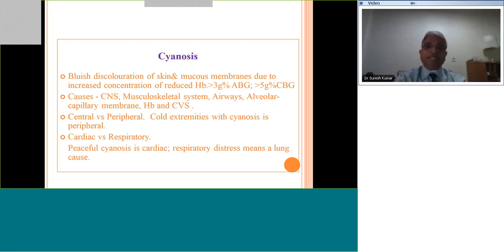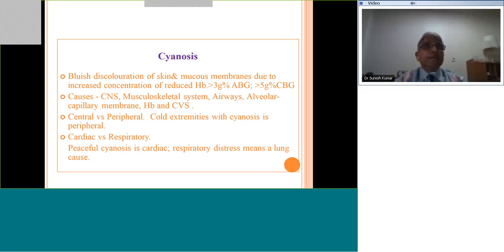Cyanosis is a very different symptom. It is both a symptom and a sign. So we will discuss cyanosis in some detail. You define cyanosis, as all of you know, as a bluish discoloration of skin and mucous membranes due to an increased concentration of reduced hemoglobin in the circulating blood, in the capillary blood. If you are looking at the reduced hemoglobin concentration in the capillary blood, it needs to be more than 5 grams per cent to manifest cyanosis. But in the ABG, a drop of 3 grams per cent is enough to cause cyanosis.